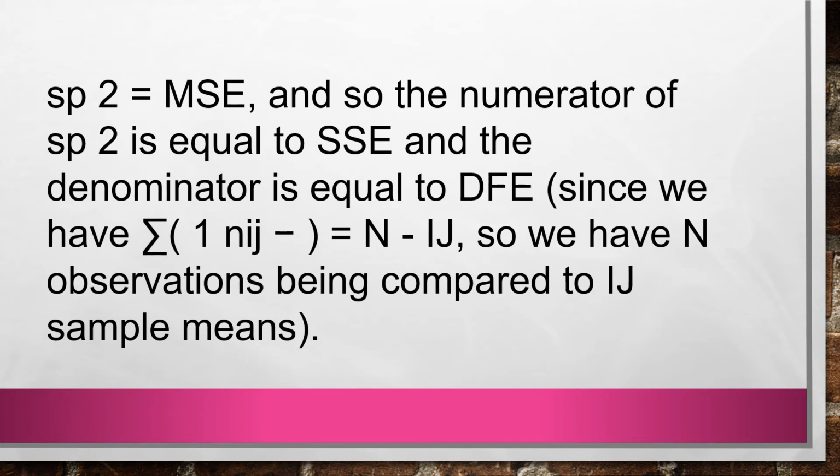Sp squared is equal to MSE, so the numerator of Sp squared is equal to SSE, and the denominator is equal to DFE. Since the sum of the quantity n_ij minus 1 is equal to N minus IJ, we have N observations being compared to IJ sample means, just like in one-way ANOVA.